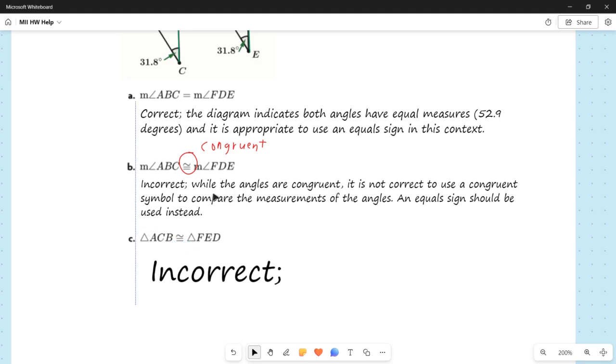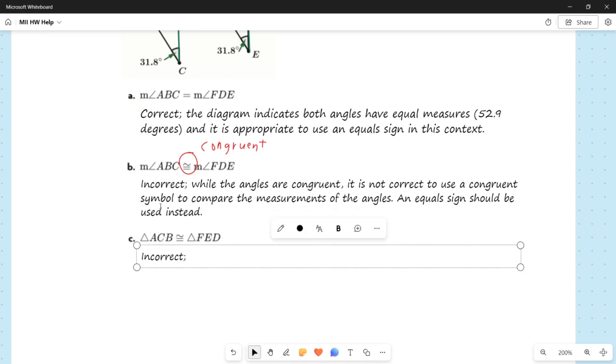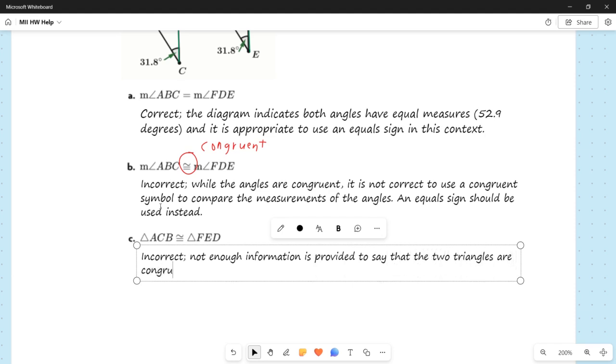So based on the information provided in this picture, we cannot make this statement. And the reason is that not enough information is provided to say that the two triangles are congruent.